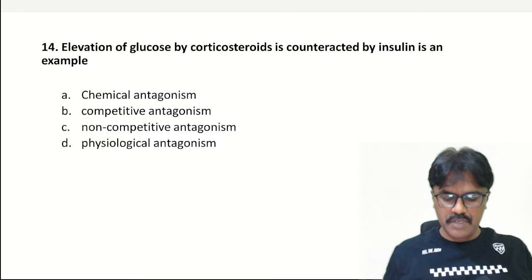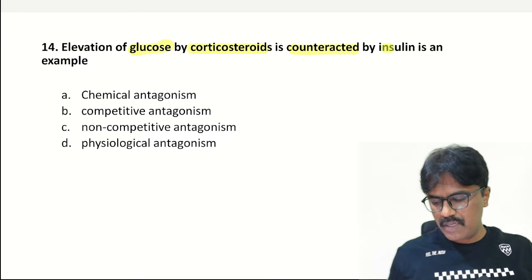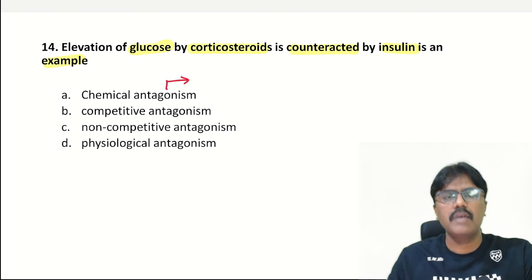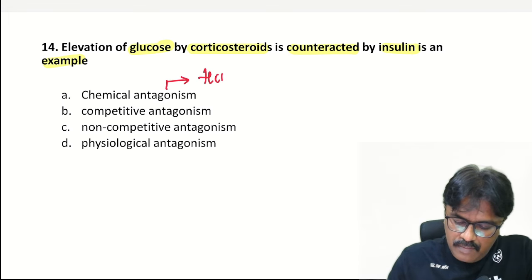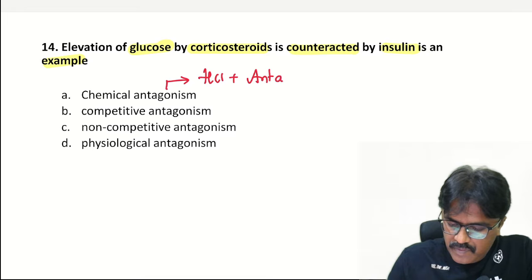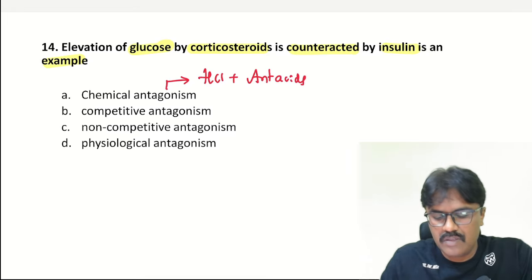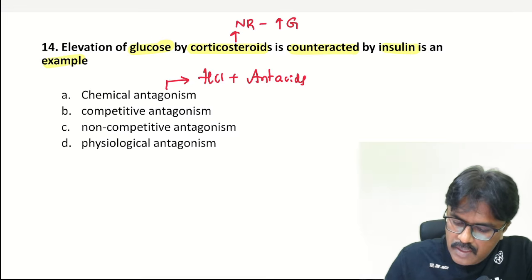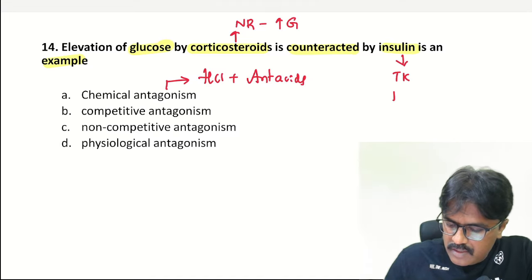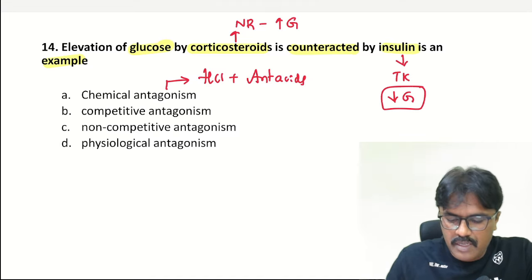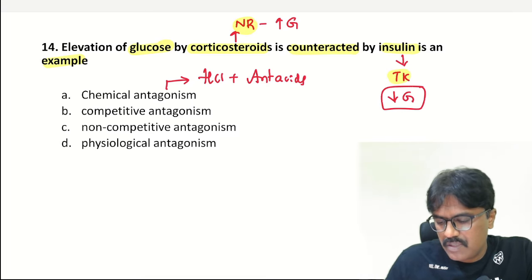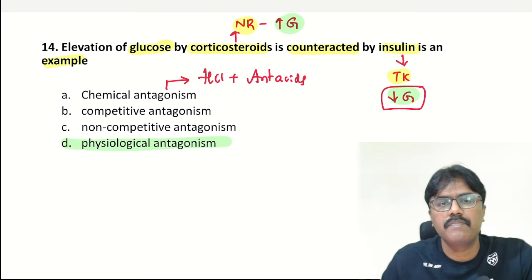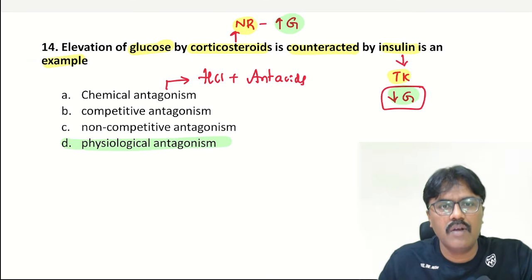Now another question: elevation of glucose by corticosteroid is counteracted by insulin is an example of. Now, chemical antagonism means there should be some chemical reaction, for example, HCl plus antacids. Then what is this? Corticosteroids act through a nuclear receptor and increase glucose. Insulin acts through a tyrosine kinase receptor and decreases the glucose. So remember, if the receptors are different, one is nuclear and one is tyrosine kinase, and the actions are opposite, then we call it physiological antagonism.